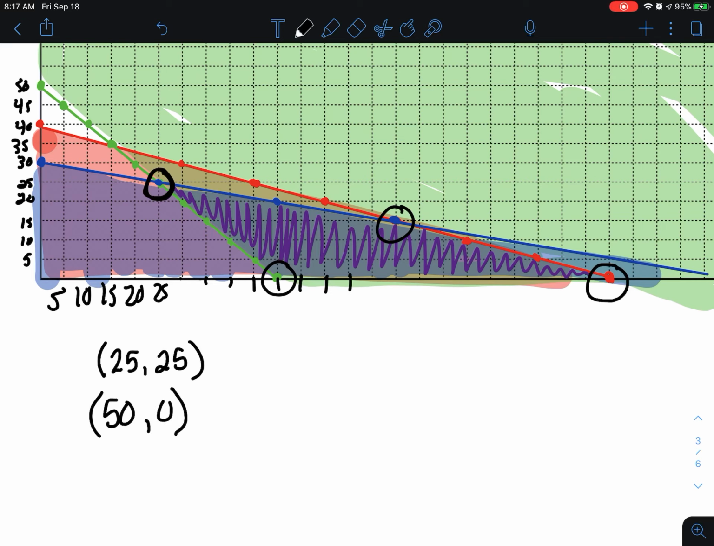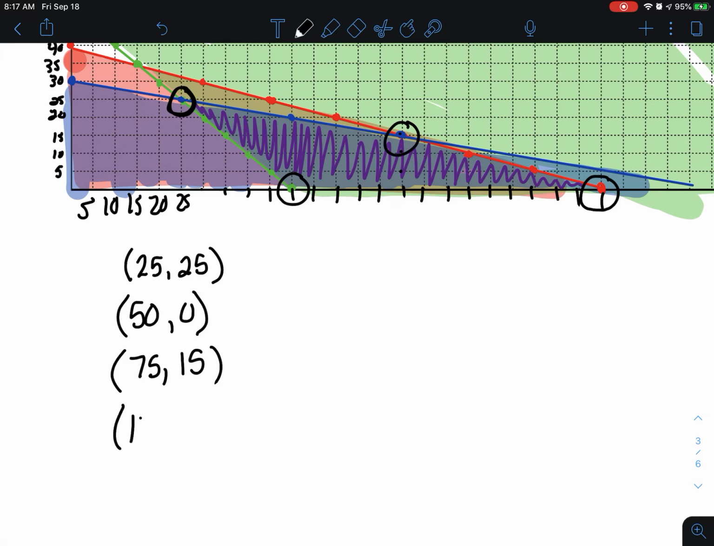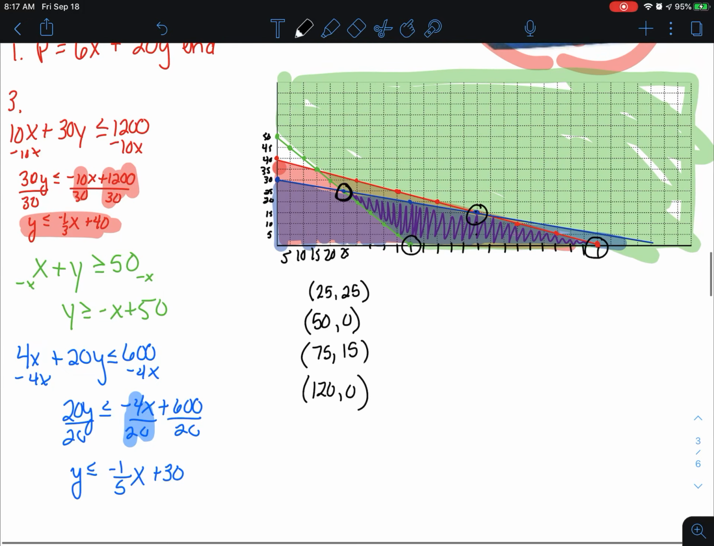55, 60, 65, 70, over 75, up 5, 10, 15. And then, okay, so that was 75, right, guys? So 80, 85, 90, 95, 100, 105, 110, 115, 120. Whew. So that's over 120, up 0. Sometimes you only have 3 vertices. Just pay attention to your graph to get those corners.